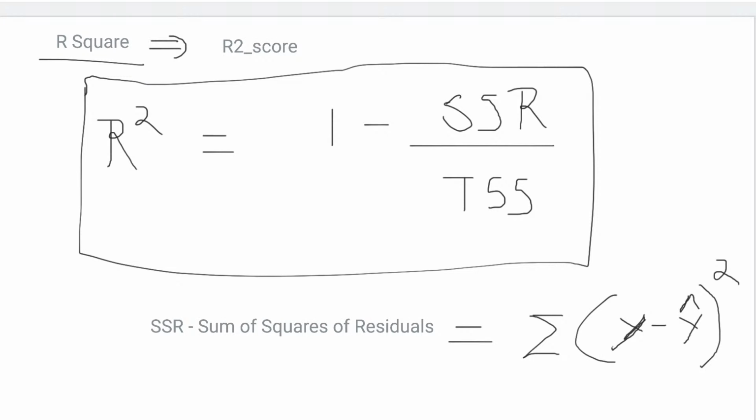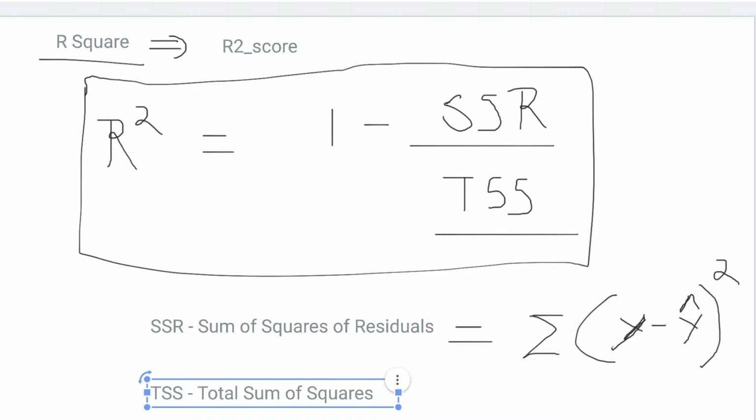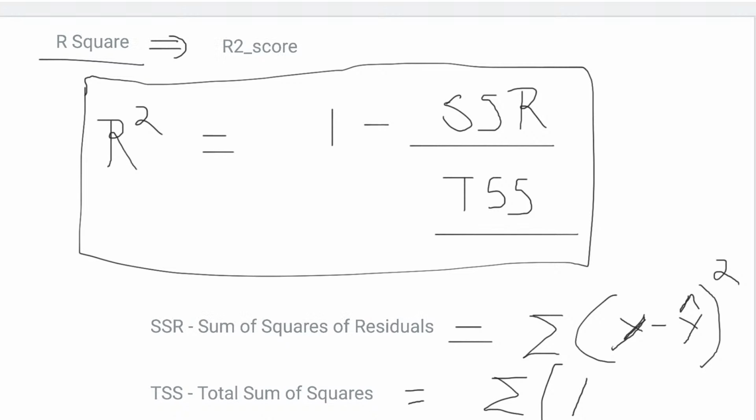Next we'll talk about your TSS. TSS is your total sum of squares, which is the summation of y minus y bar, whole square. So this is what your R square is. It basically calculates the performance metric of linear regression.